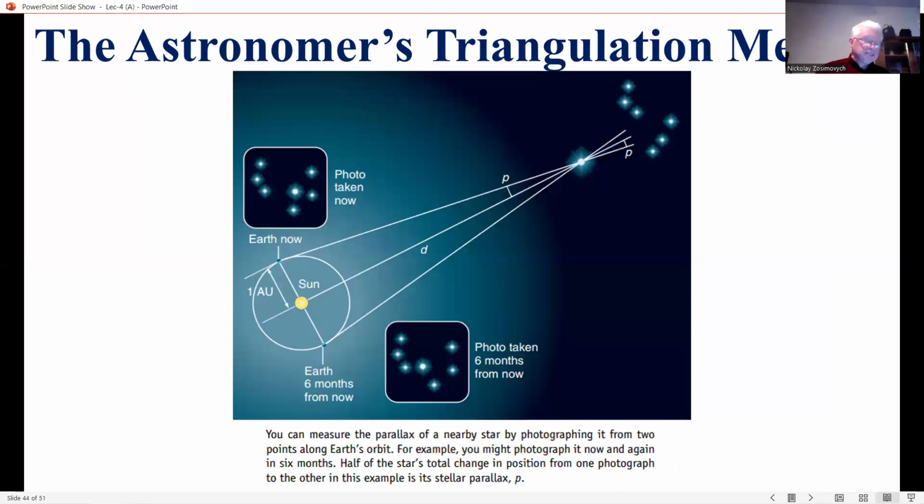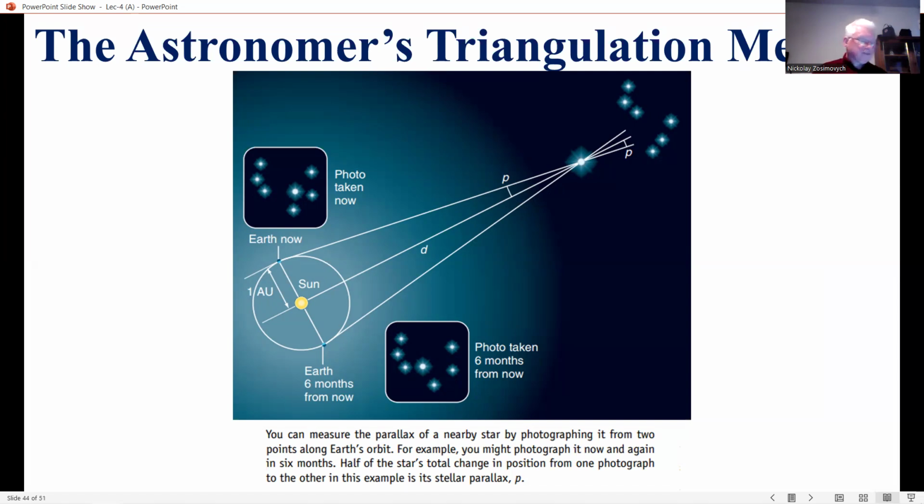To find the distance to a star, you must use a very long baseline, the diameter of Earth's orbit, for example. If you take a photograph of a nearby star and then wait 6 months, Earth will have moved halfway around its orbit. Do you agree with me? Okay. So you can then take another photograph of the star.